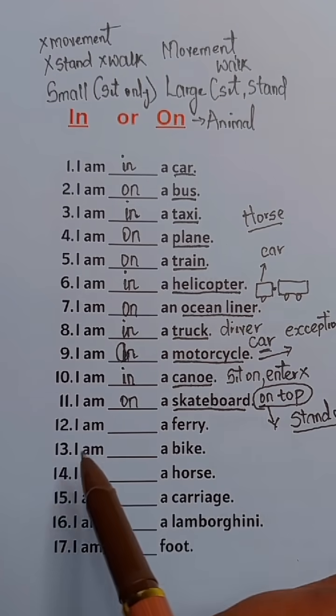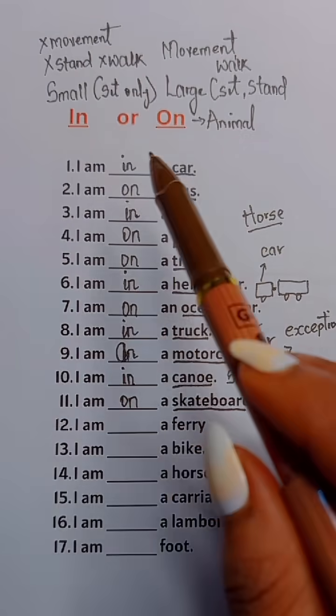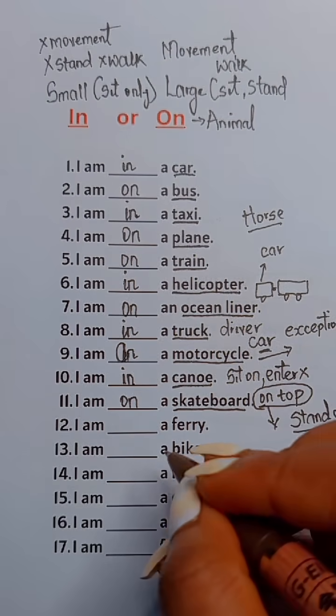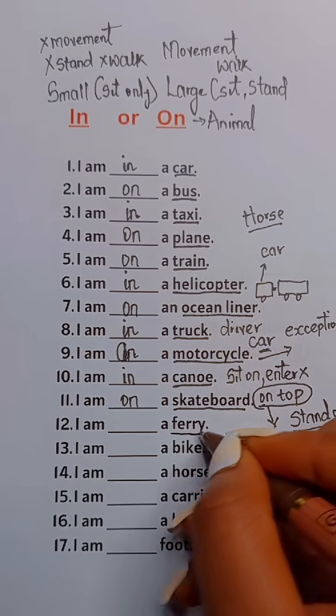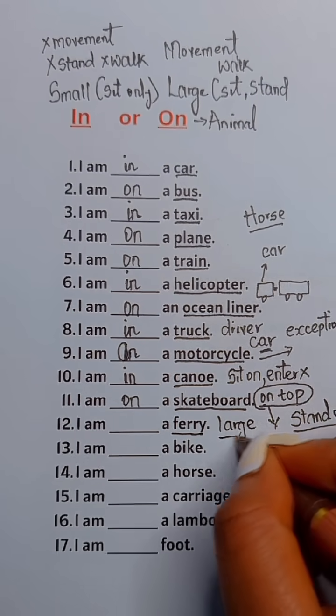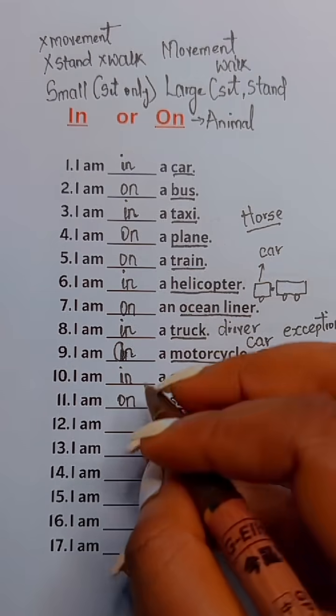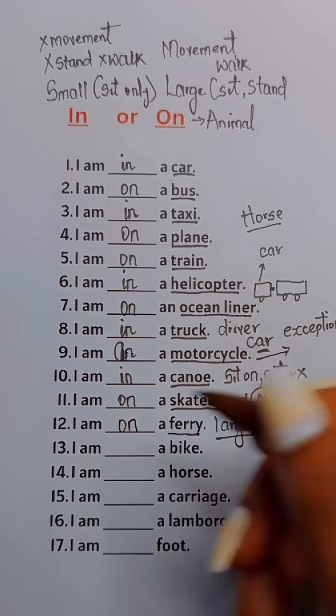Number 12, I am blank a ferry. In or on. A ferry is a mode of transport. This is a very large ship. So, since it's a large vehicle, we use on. I am on a ferry.